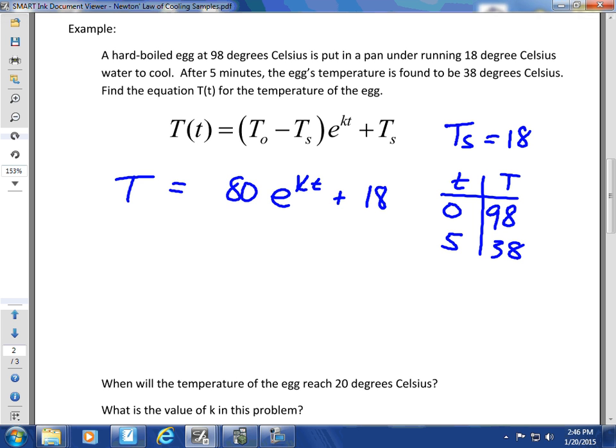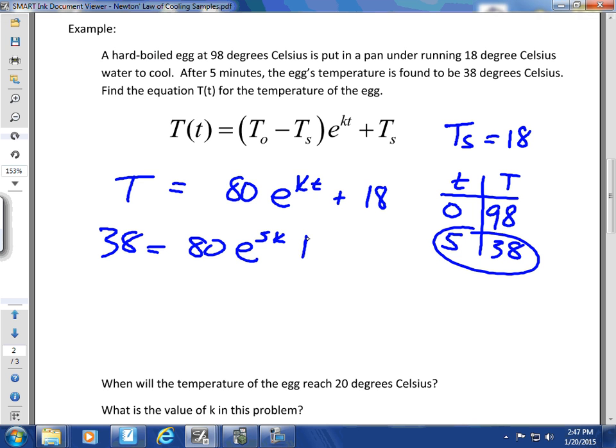How can I get rid of the capital T and the little t here? Which numbers? Yeah, plug in that second data point. So we're going to go with 38 degrees has to equal 80 times e to the 5k plus 18. I'm fairly confident you can solve this. How would you do it?